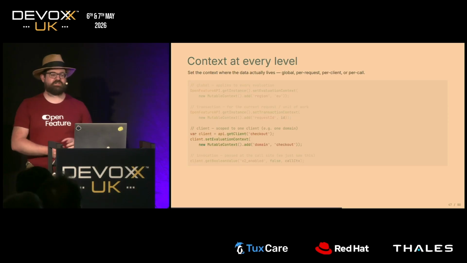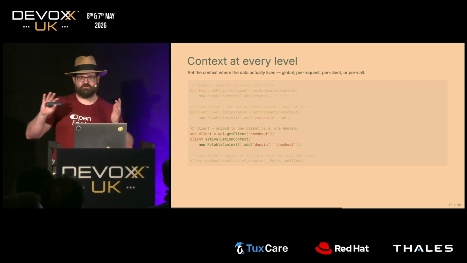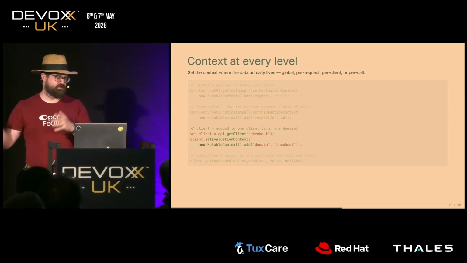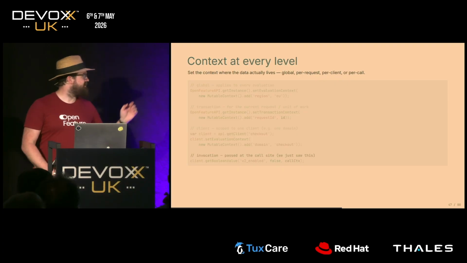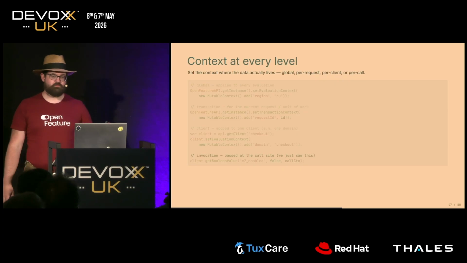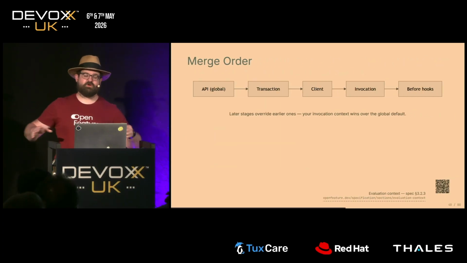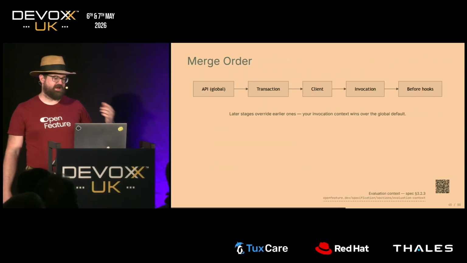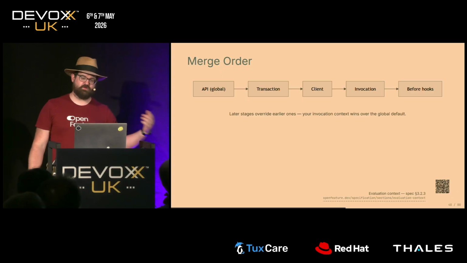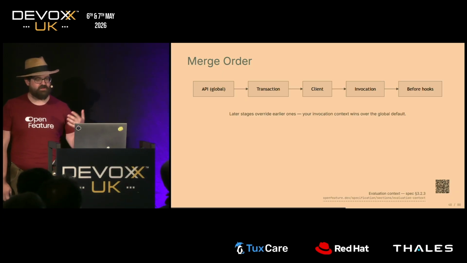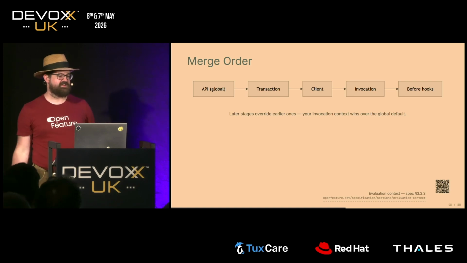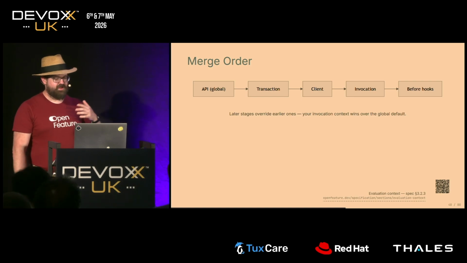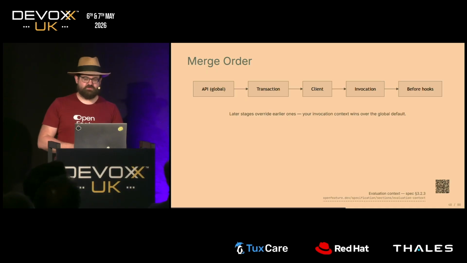We can also set it just per client. OpenFeature has the concept of multiple clients, which can have multiple providers. So you can set it just for one client, or as we had it already, during the invocation. Important to note there, we also have a merge order. The API will be overwritten by the transaction, it will be overwritten by the client, and then overwritten by the invocation. So you can put the same attributes on multiple levels, but you can always override it on the stage closer to the invocation.